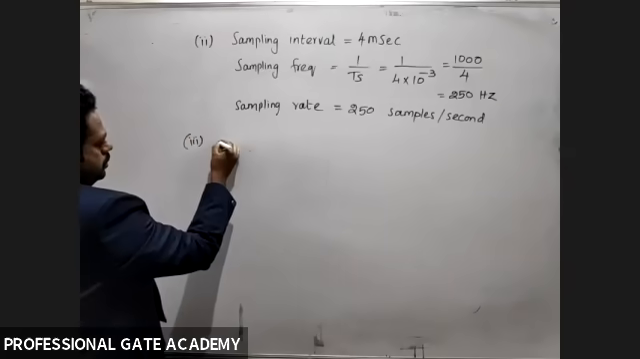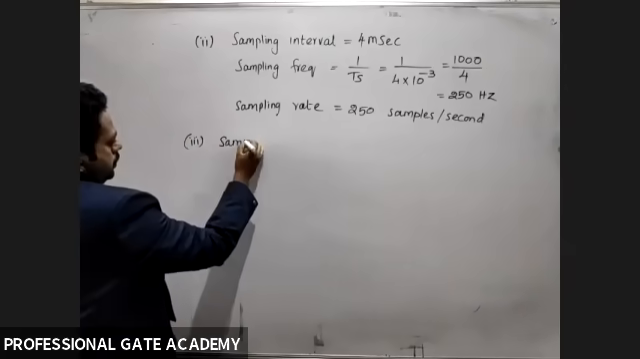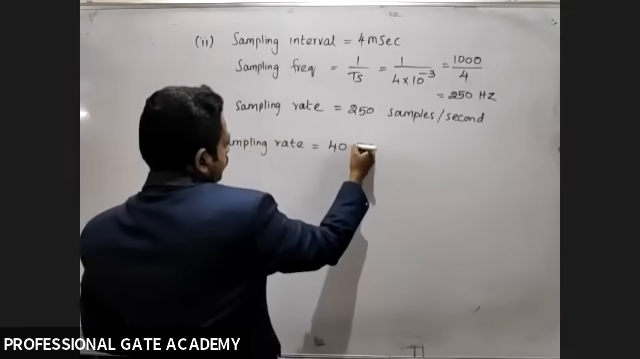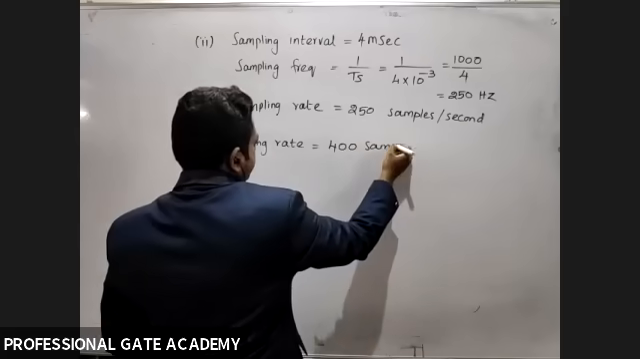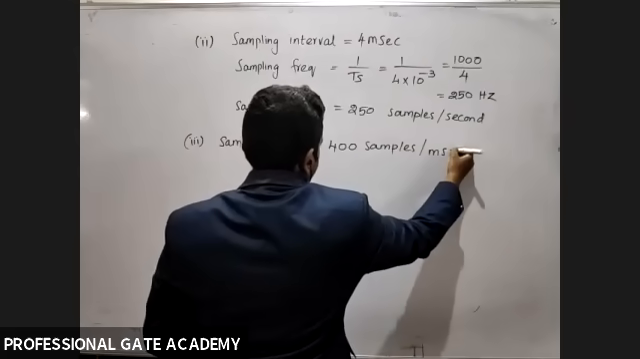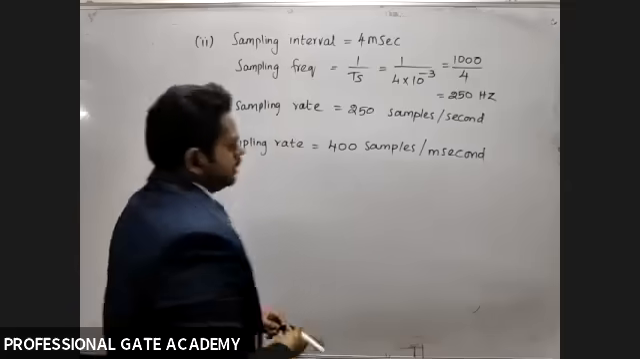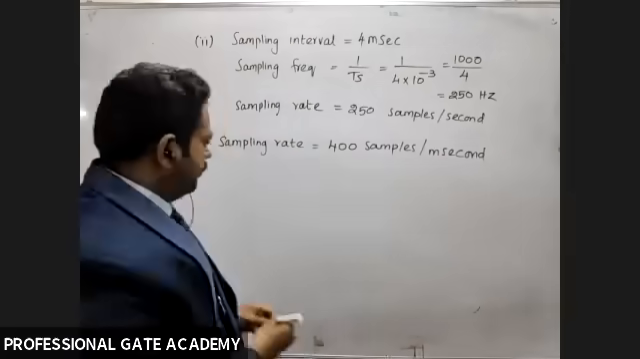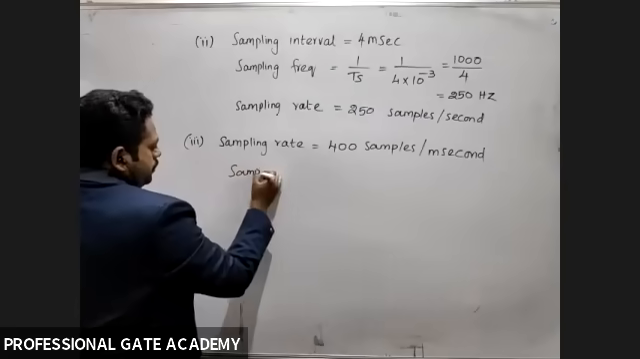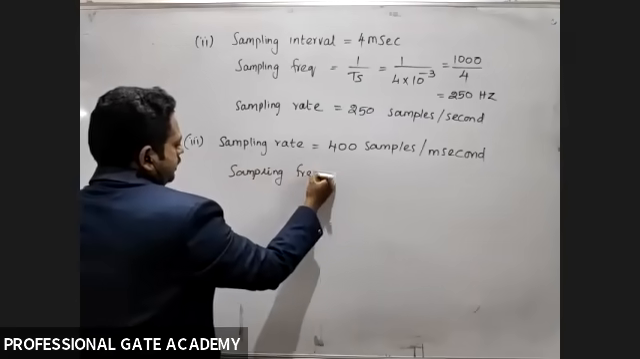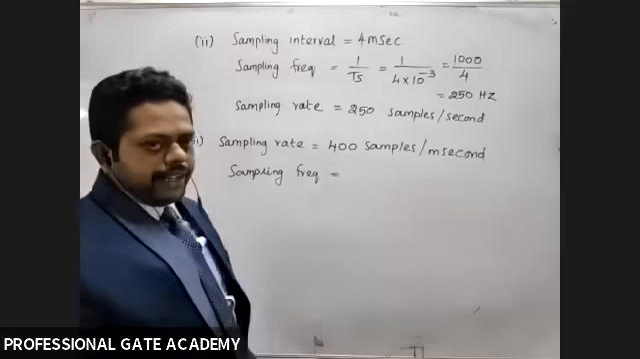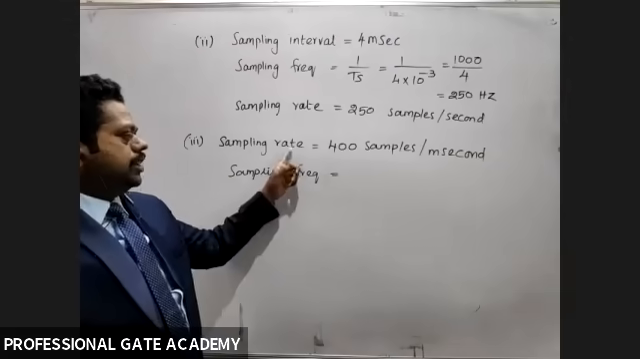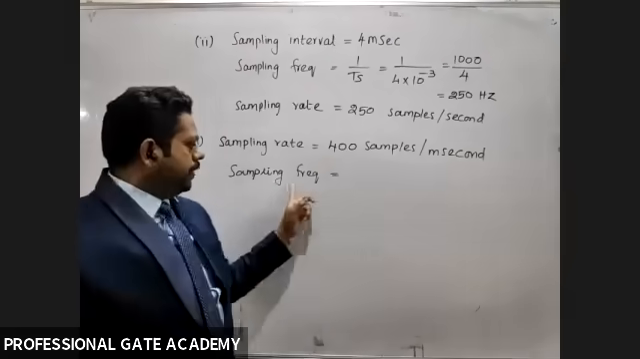Third point. Sampling rate equals 400 samples per millisecond. Here m-second means millisecond. Find the sampling frequency.